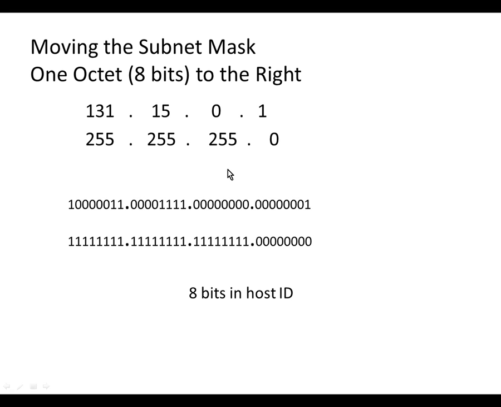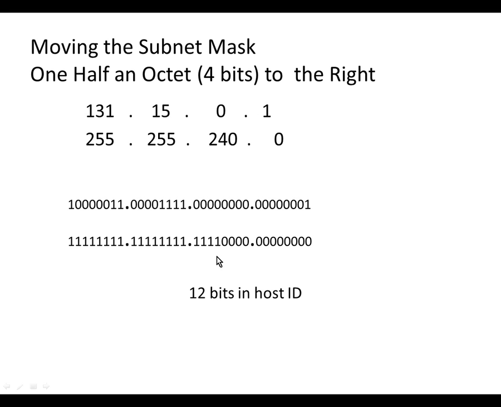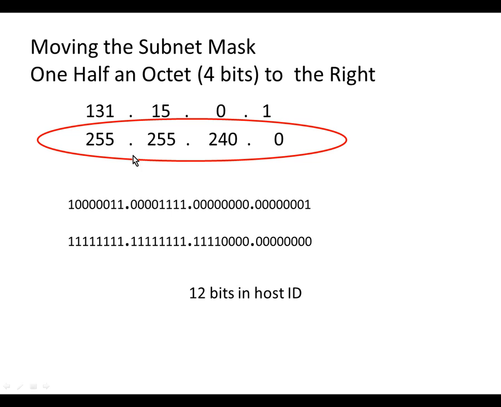Instead of moving the subnet mask over 8 bits, we move it over only 4 bits. Now you can see I pushed the subnet mask over only 4 bits, and that leaves 16 bits in the host ID. Subnet mask is now a 20-bit subnet mask, and these 20 bits are represented as 255.255.240.0. This is the new subnet mask.